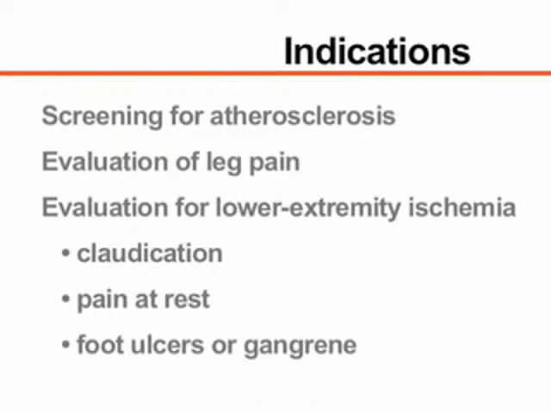Indications for measuring the ankle brachial index include screening for atherosclerosis, evaluation of leg pain, and evaluation of lower extremity ischemia. Consider lower extremity ischemia when there is a history of claudication, which may occur at the buttock, thigh, or calf levels, pain at rest, particularly in the foot, or foot ulcers or gangrene.